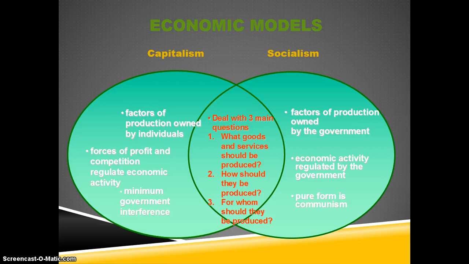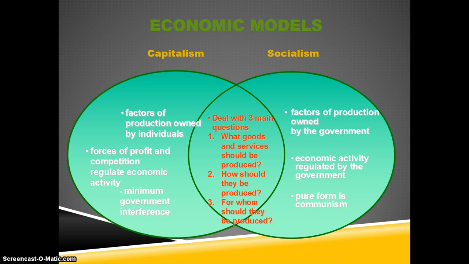Now this Venn diagram shows you the main similarity, which is they both deal with answering three basic questions: what to produce, how to produce it, and for whom to produce it. In capitalism, that's going to be answered by the market or the individual. In socialism, it's going to be done by the government. They're going to answer those questions.